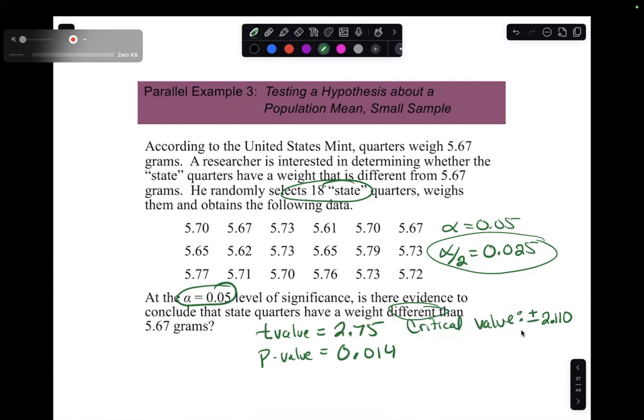It is outside of that region. It's in the critical region. So I could state that my test statistic is greater than the critical value of 2.110. Therefore, I reject the null hypothesis. Or you say that your p-value is less than your level of significance, or less than alpha. Therefore, I reject the null hypothesis. That's the two ways you can do it. You're always more than welcome to do both of them to check yourself, but you don't have to do that.